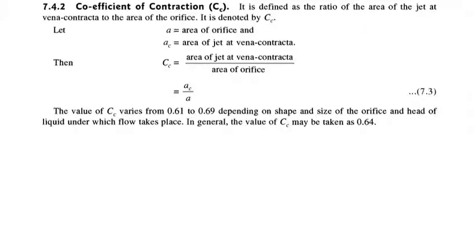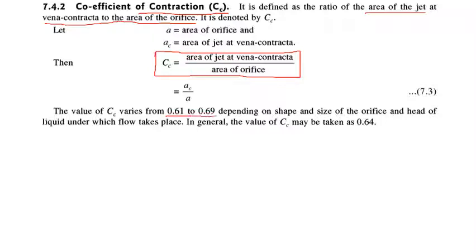Then you have the coefficient of contraction, which is Cc, the ratio of area of jet at vena contracta to the area of the orifice. So area of jet at vena contracta divided by area of orifice gives the coefficient of contraction. It varies from 0.61 to 0.69 depending on the shape and size of the orifice and the height or head of liquid under which the flow takes place. The general value of Cc may be taken as 0.64.